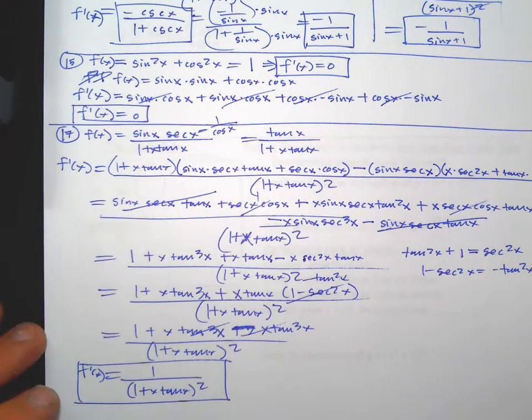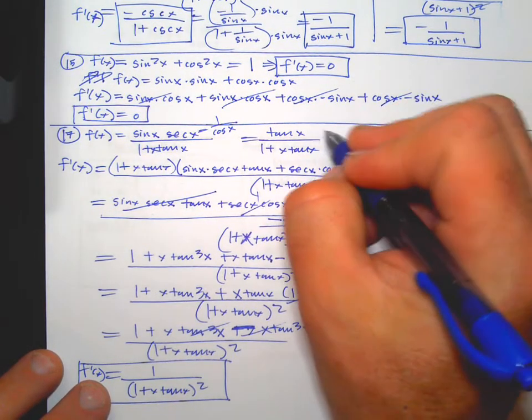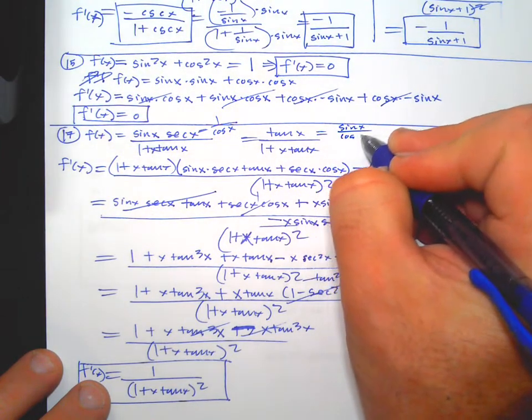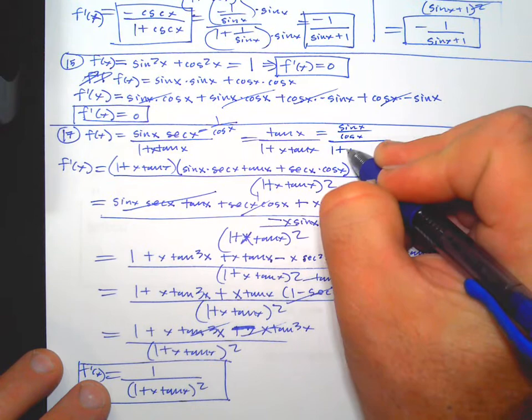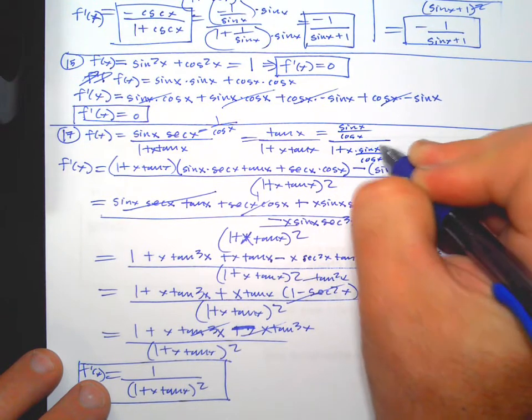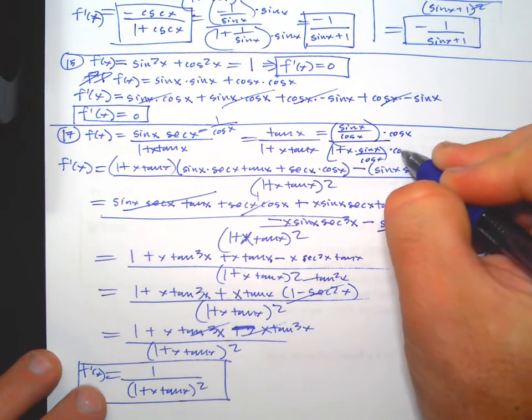If you did it the other way, honestly, I would change this to sine over cosine. Multiply top and bottom by cosine.